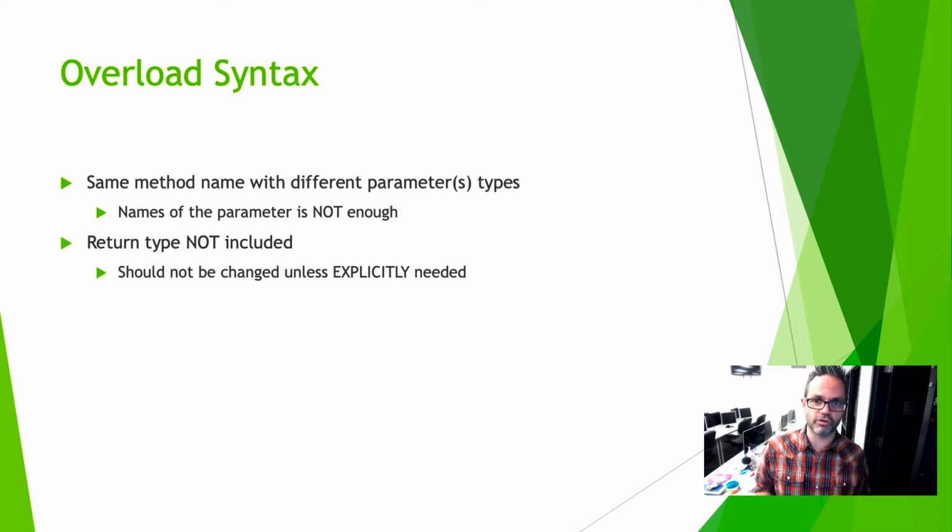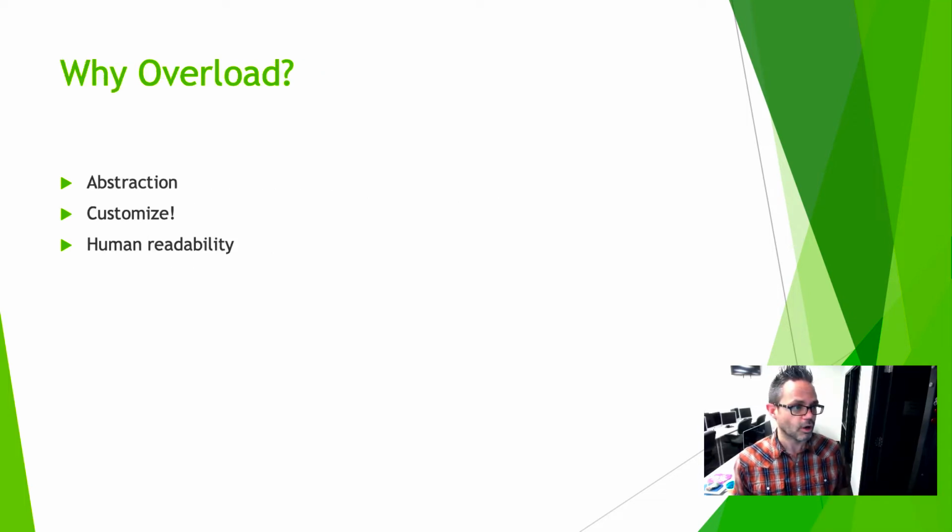Especially when you're overloading a method, you really probably shouldn't be changing the return type, because it's doing the same kind of approach but working with a different set of information. So you're probably not going to be changing that return type explicitly when you're doing overloaded methods.